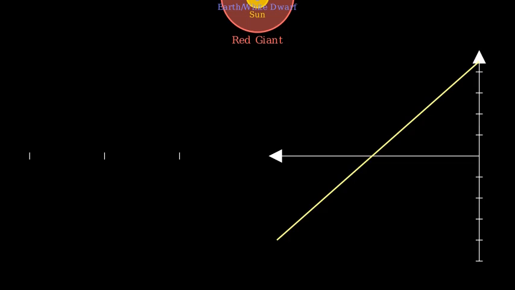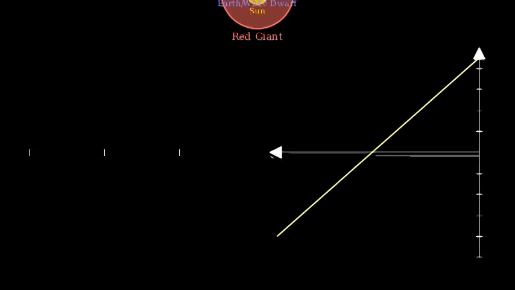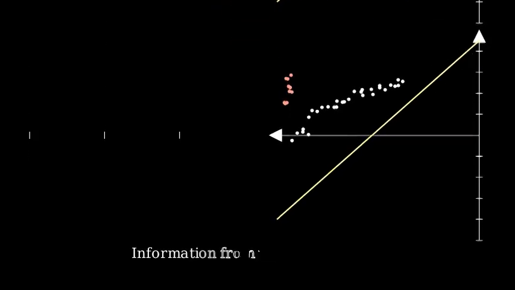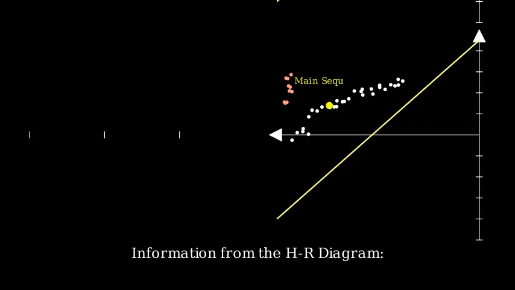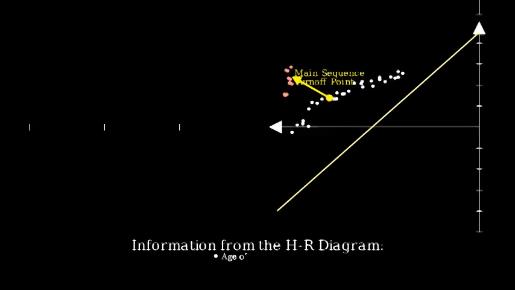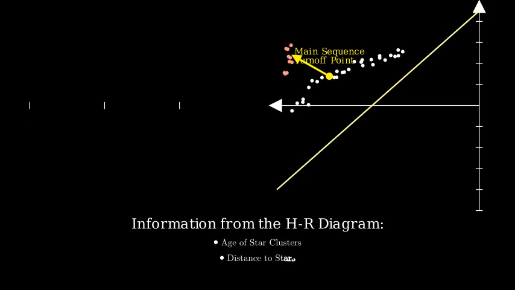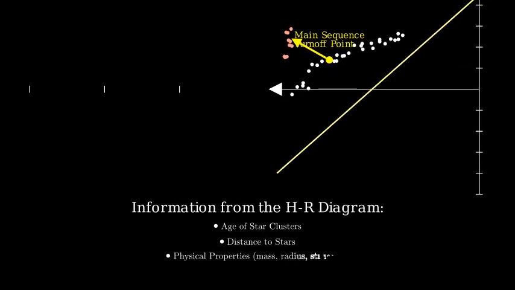Now that we understand the HR diagram, let's see how astronomers use it in practice. Here's a cluster of stars plotted on the HR diagram. By analyzing where stars are on the diagram, astronomers can determine the age of star clusters. Younger clusters have more massive stars still on the main sequence, while in older clusters these stars have already evolved. They can also determine the distance to stars, by comparing apparent brightness with the intrinsic brightness we expect from the HR diagram, as well as physical properties like mass, radius, and internal structure.